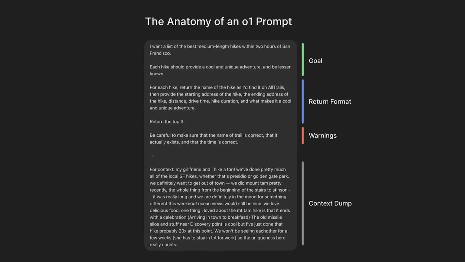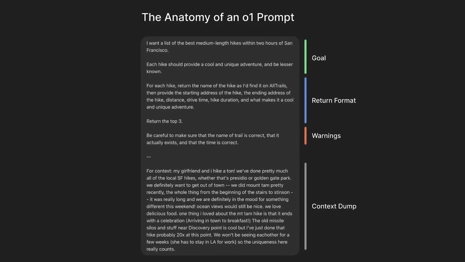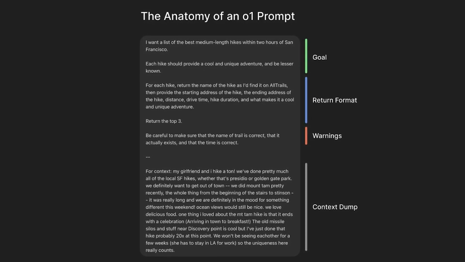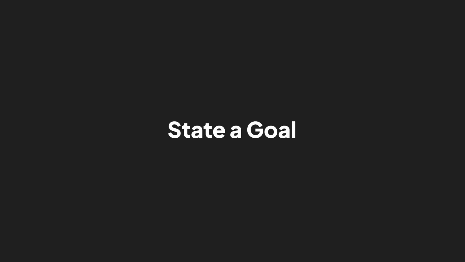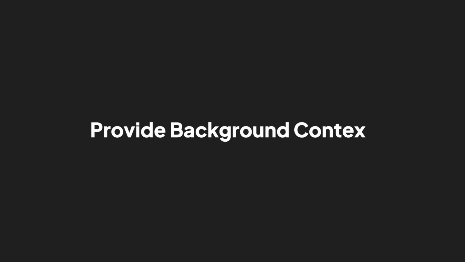I really like this example by OpenAI co-founder Greg Brockman for prompting the O1 model, a more advanced version of ChatGPT that's available to pro users. As his goal, he said he wanted a list of the best medium-length hikes within 2 hours of San Francisco. Each hike should provide a cool and unique feature and be lesser known. Then he stated a return format, adding a warning, and then provided a lot of background context. So the recommended approach is, firstly, state a goal of the information retrieval. Second, explain how it should be formatted. Third, clarify what you don't want. And fourth, provide background context.